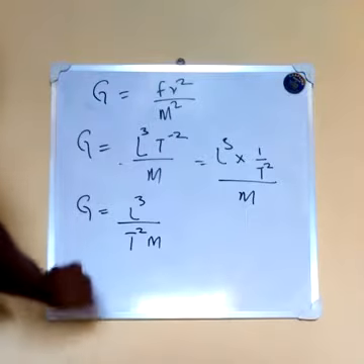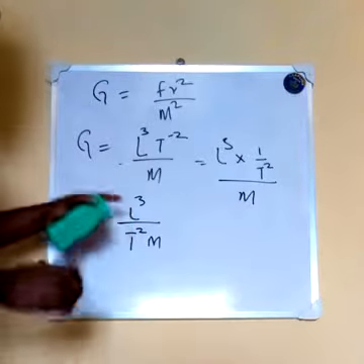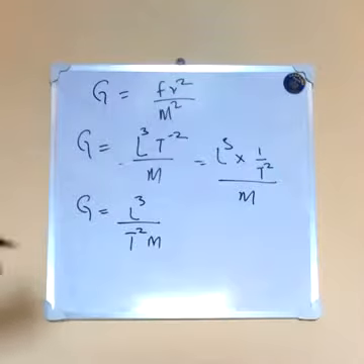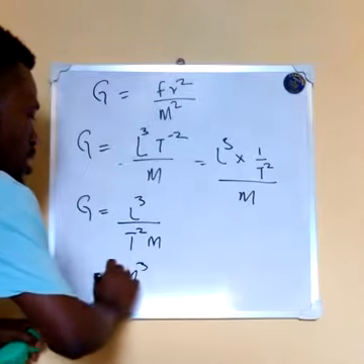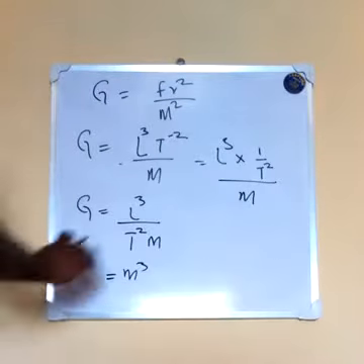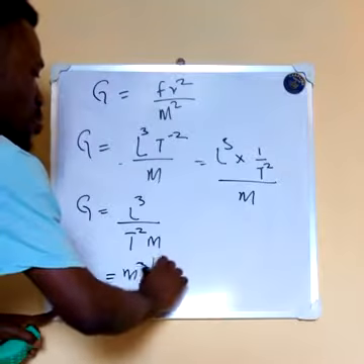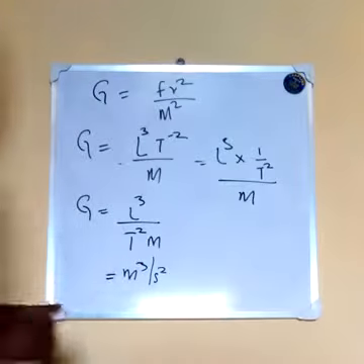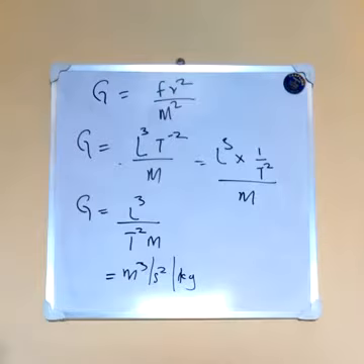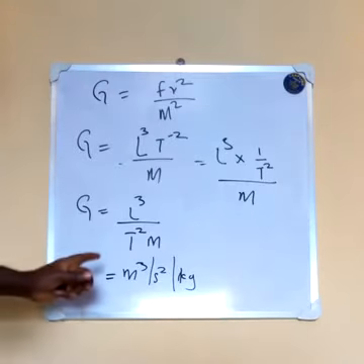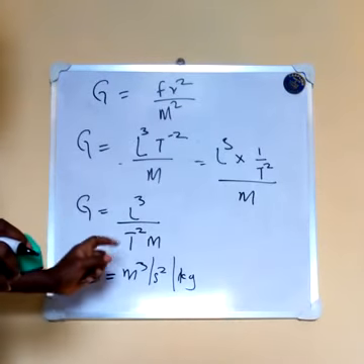So from there, let's see now. Don't forget I told you that L is taken as m. L is taken as m. So you have meter cube as a unit for L. Then look at T now. Per second square. Then mass is kilogram, per kilogram. So the SI unit of gravitational constant is meter cube per second square per kilogram.